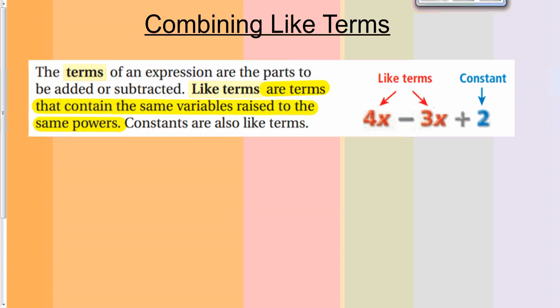And then they also talk about constants. Okay, constants are like terms. So a constant is just a number that does not have a variable attached to it, and those can be added or subtracted just like we normally have. So let me give you some examples of like terms.